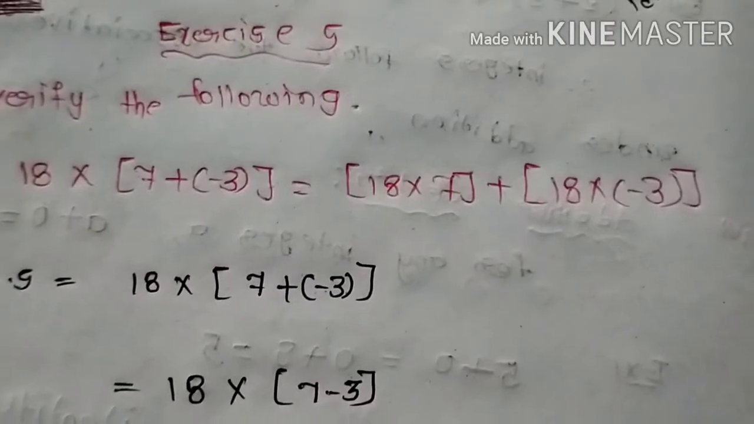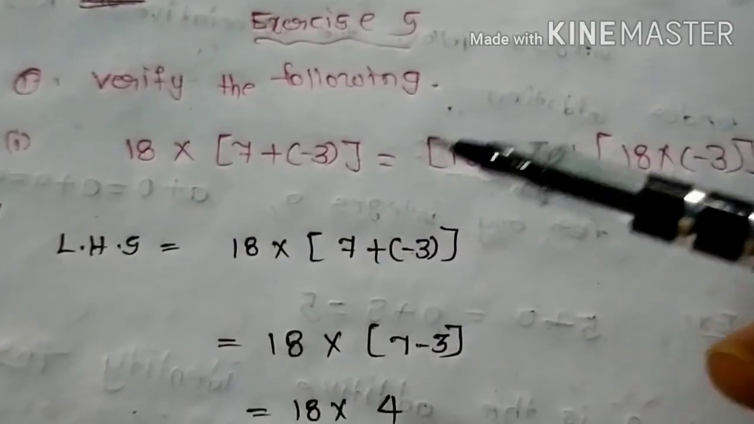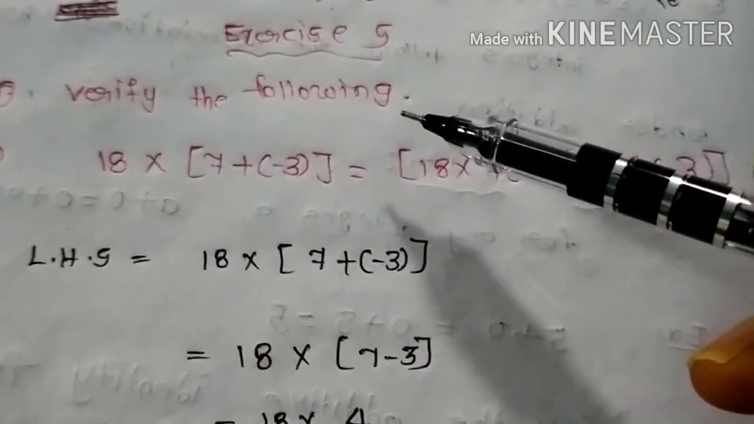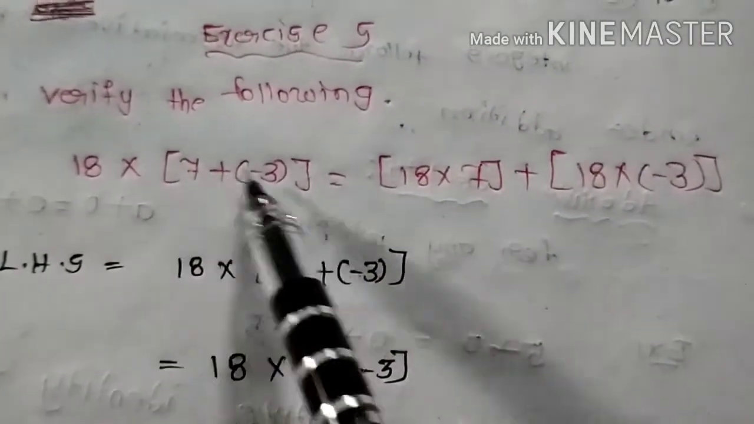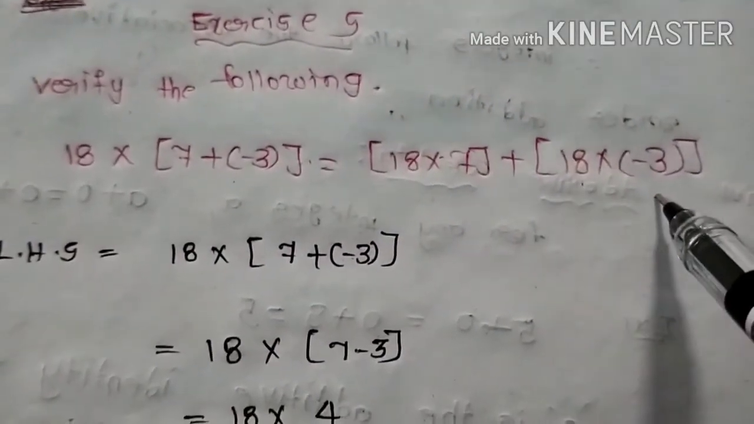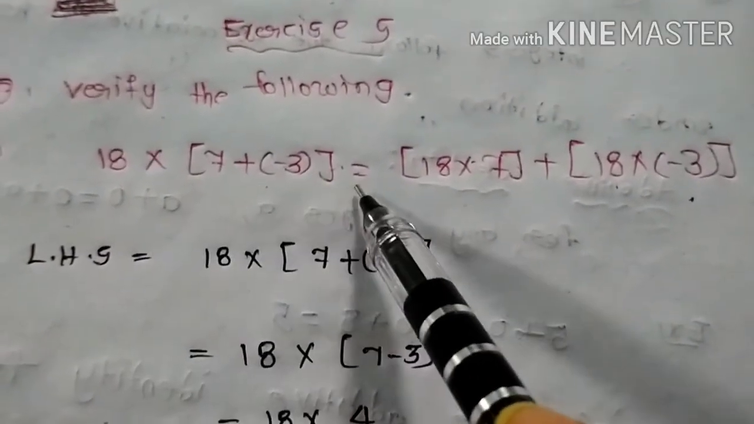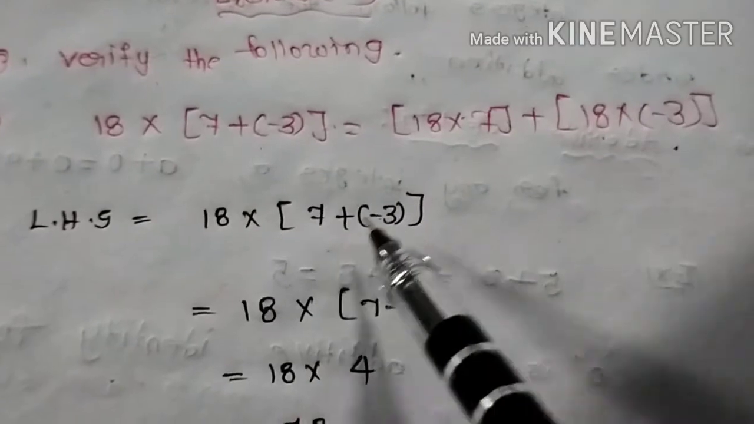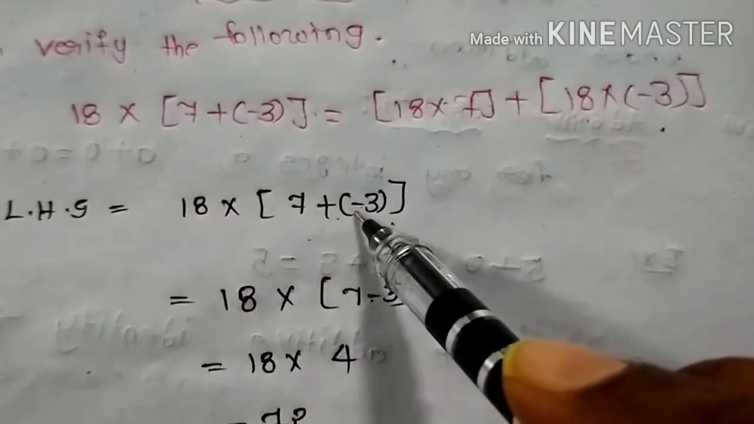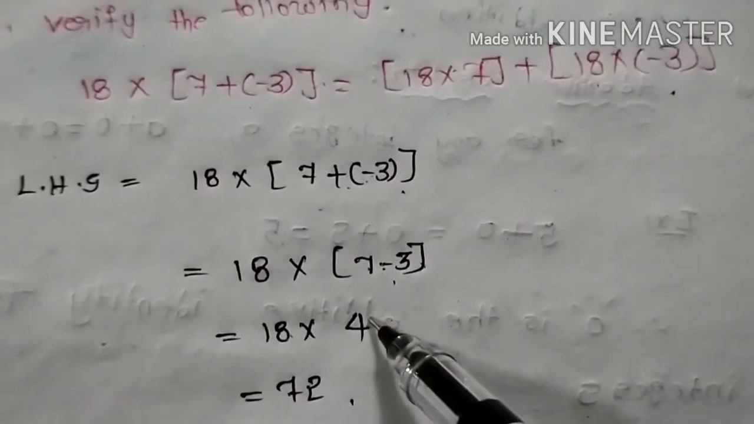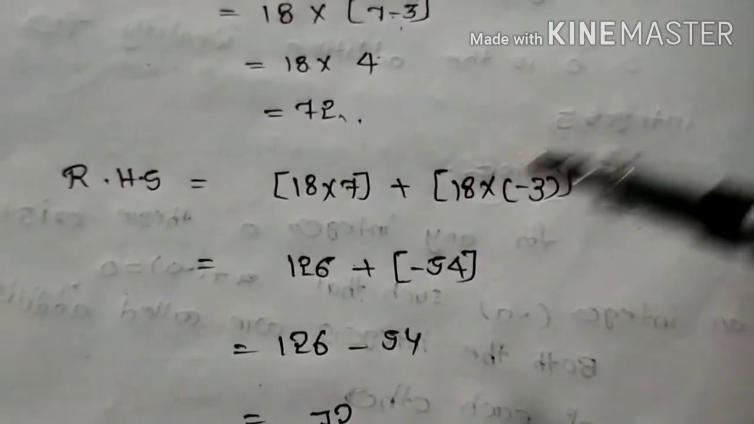Next you can see here, exercise 5. First question, very easy. Verify the following. Once you observe here, this is the property a into b plus c equal to a into b plus a into c or not? Yes. First you can take what they are asking, verify. So I take your LHS part. First I am writing here LHS: 18 into 7 plus of minus 3. See here, 7 plus of minus 3 means plus into minus. 7 minus 3, how much? 4 only. 18 into 4 is how much? 72. You are getting how much for LHS? 72. In the similar way, you can see here RHS.